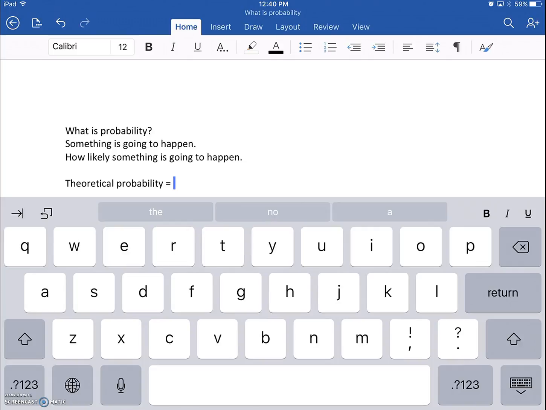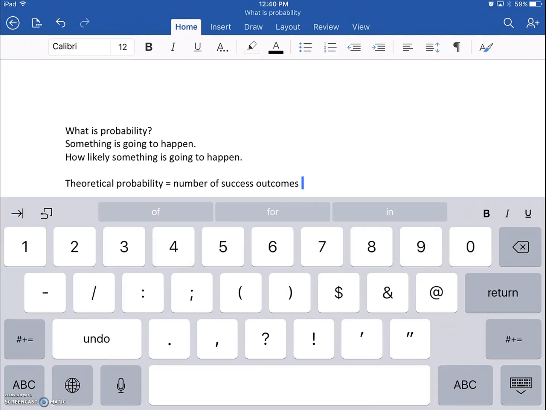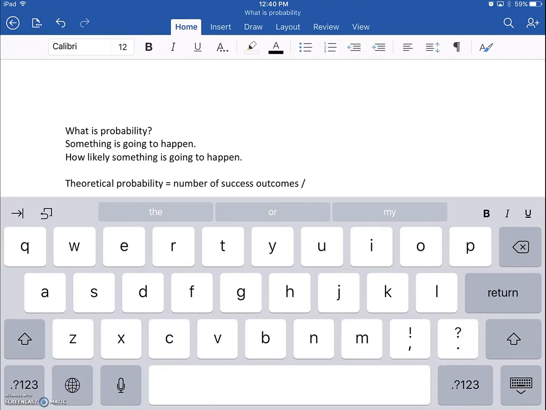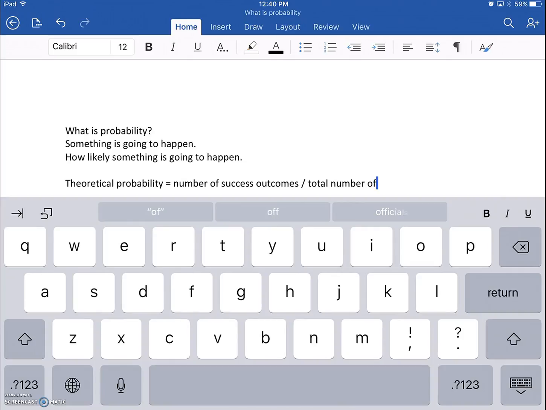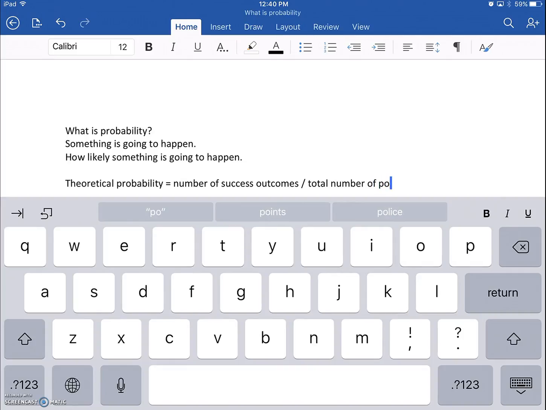Theoretical probability equals number of success outcomes over total number of possible outcomes.